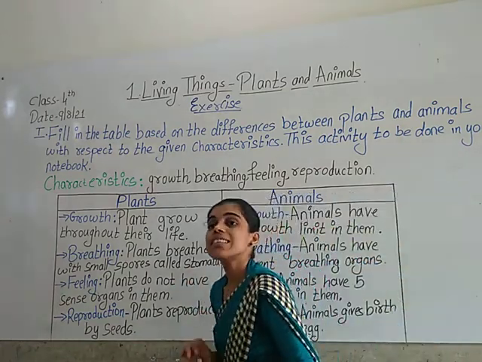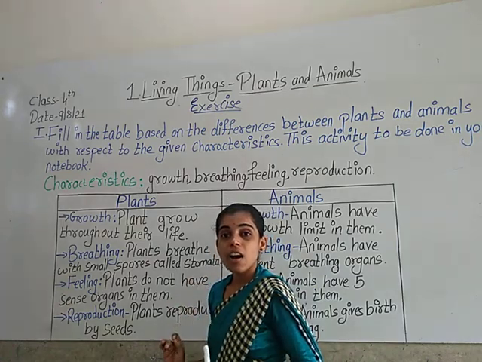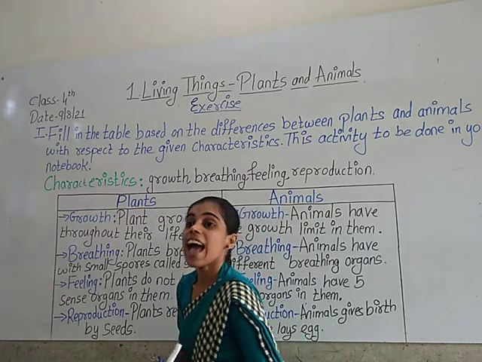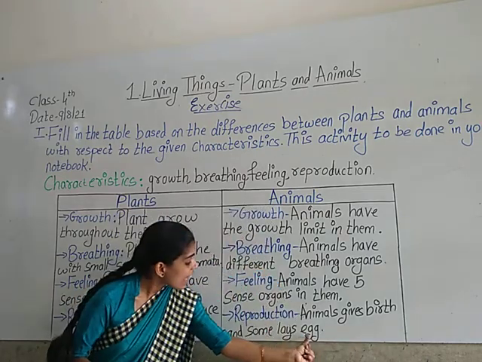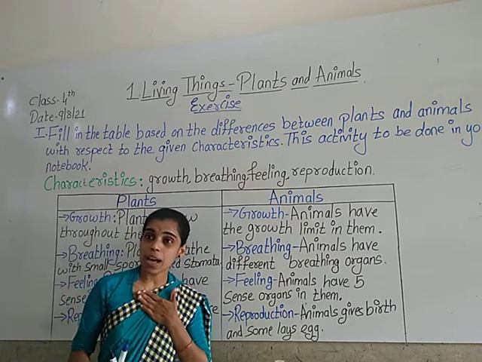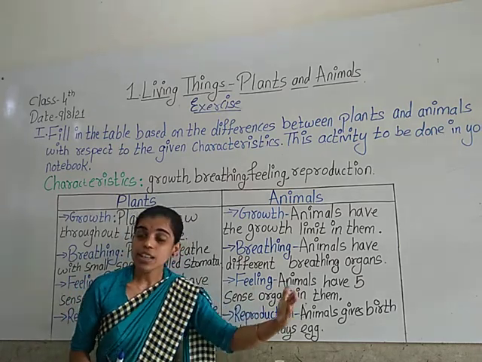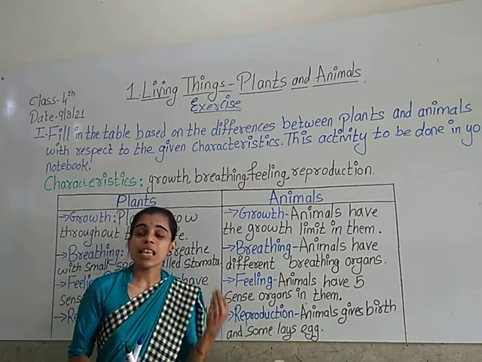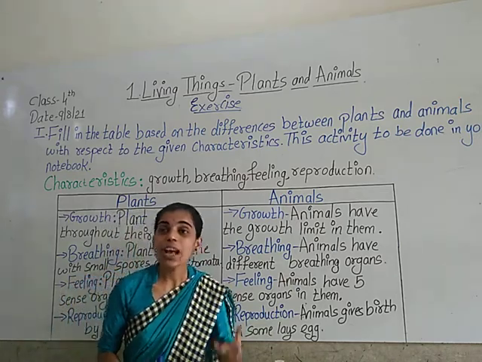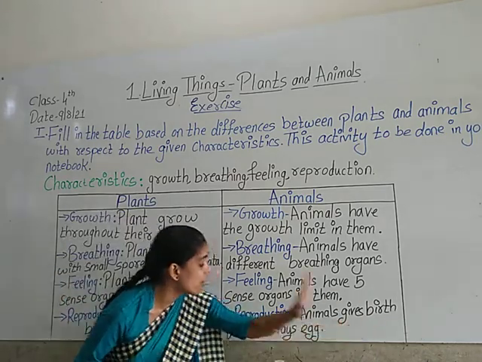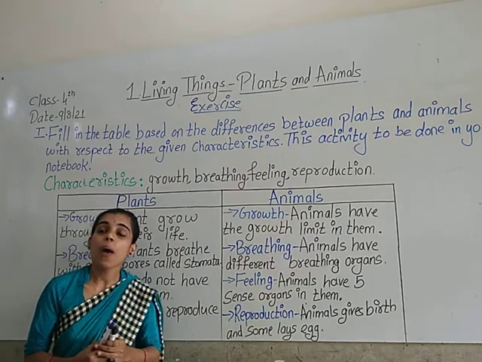For example, snake, duck, ostrich, hen. These are the animals that lay eggs. And some animals, including we human beings, give birth to the young one. Lion, tiger, zebra, elephant, monkey. These animals give birth to young ones.